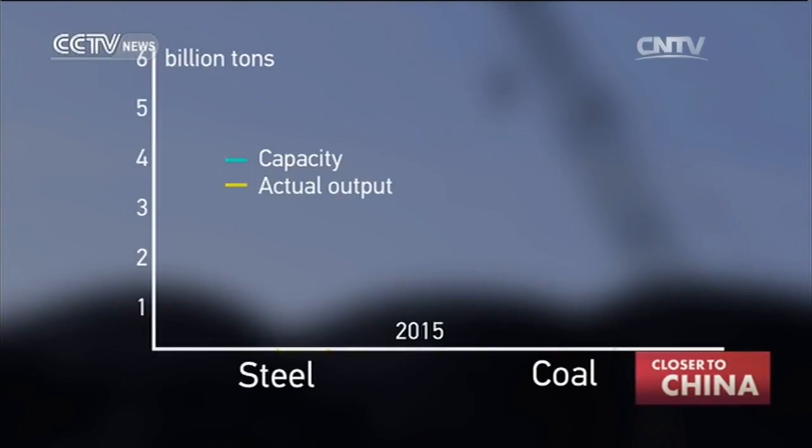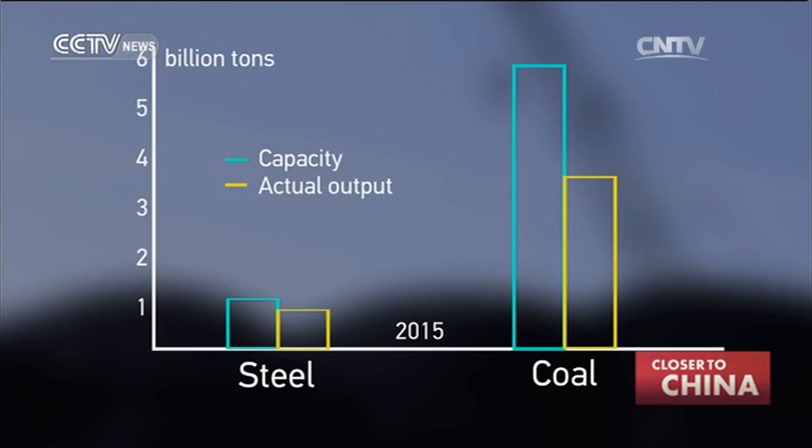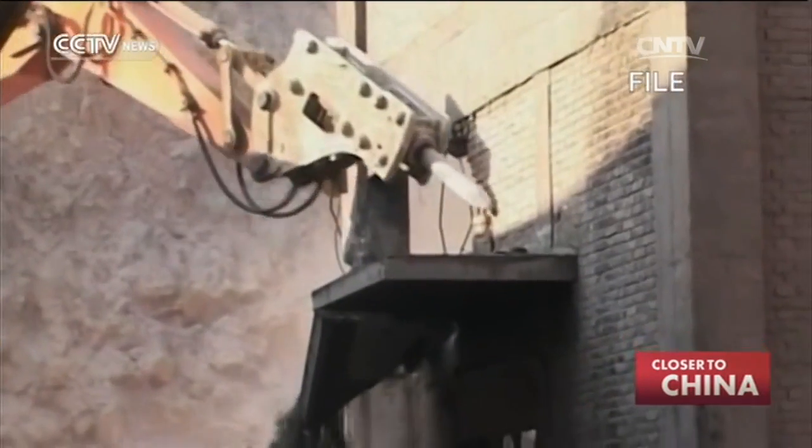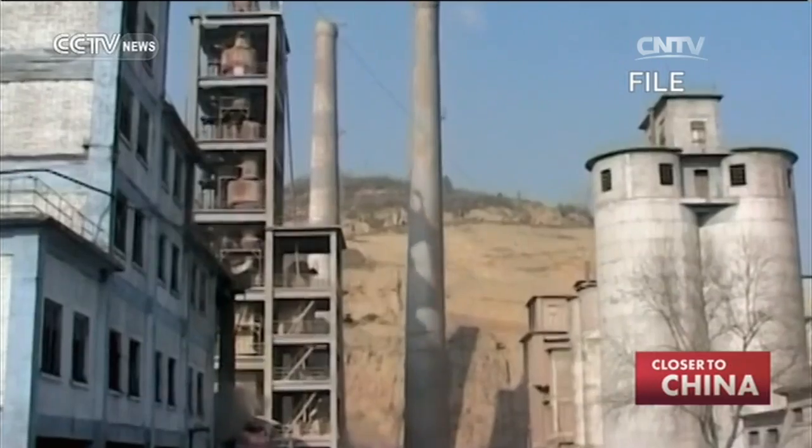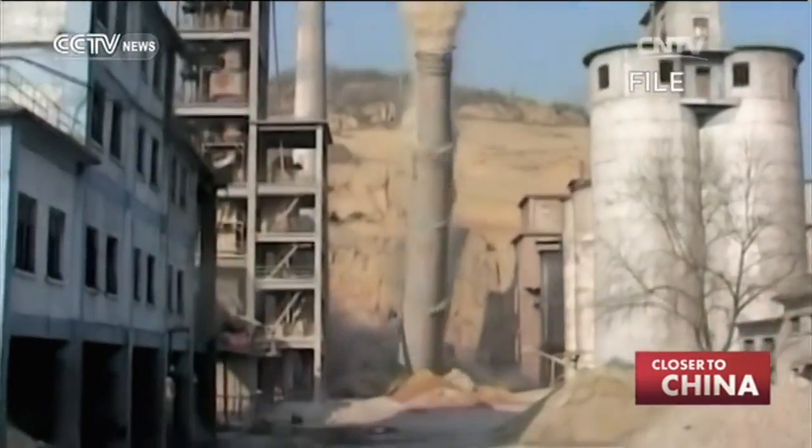In 2015, China had the capacity to produce 1.1 billion tons of steel and 5.7 billion tons of coal. But the actual outputs were 0.8 billion and 3.6 billion tons, respectively. That means China can produce much more steel and coal than it needs. Now the Chinese government has made it a priority to cut overcapacity in these industries.